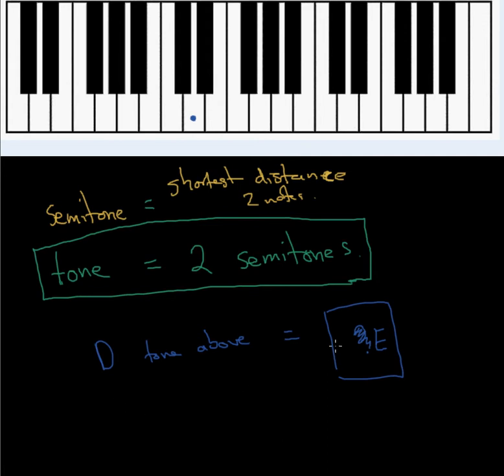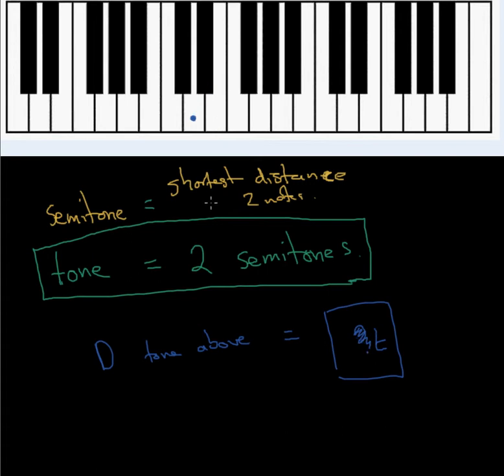Let's work out why. There's our D. A tone is two semitones. So let's do one semitone, the shortest distance. Let's do another semitone. There is the second semitone. What is this note here? That is indeed an E. Good. Let's try another one.